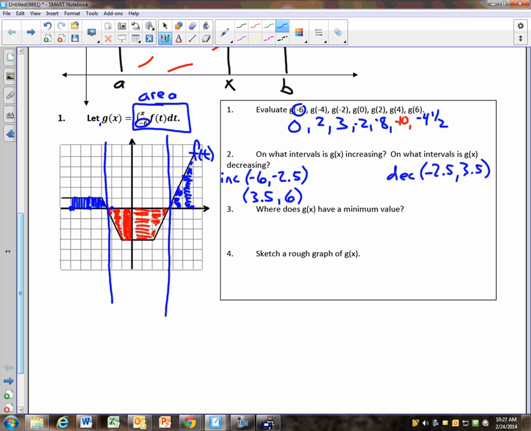So, does it have a minimum value? Yeah, minimums happen where you go from decreasing to increasing. And we went from decreasing to increasing right at what point? 3.5.